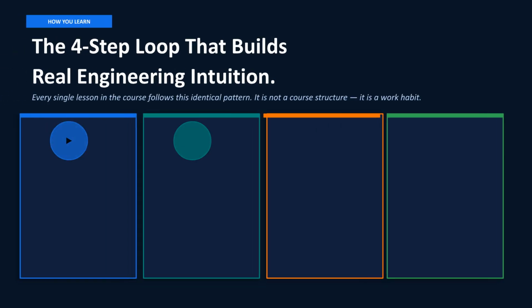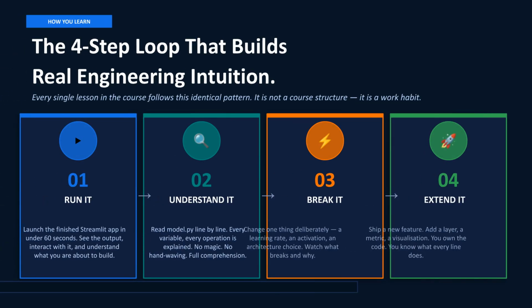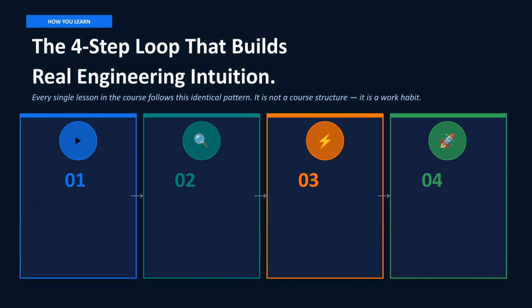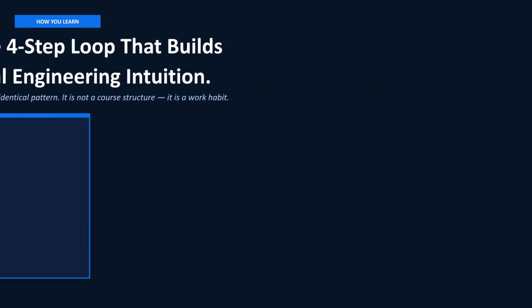Our 4-step loop builds real engineering intuition. First, run it to see the app. Second, understand it by reviewing the code line by line. Third, break it by changing a single parameter. Finally, extend it by shipping a new feature. Repeat for all 30 lessons.